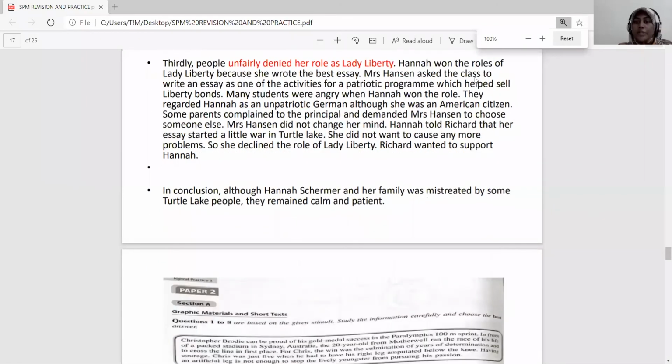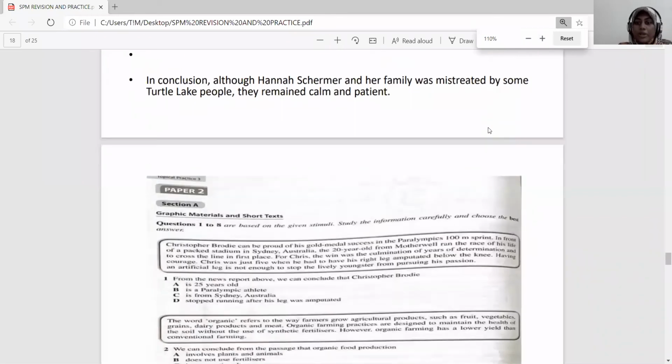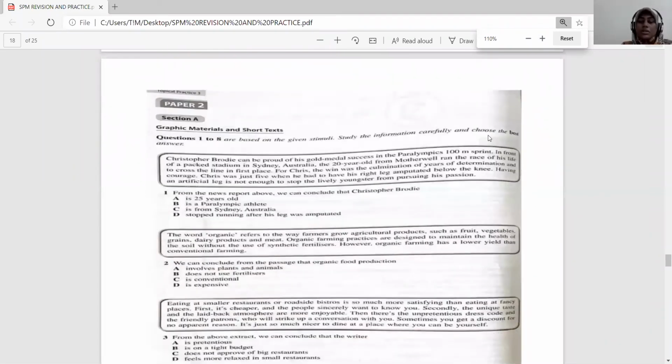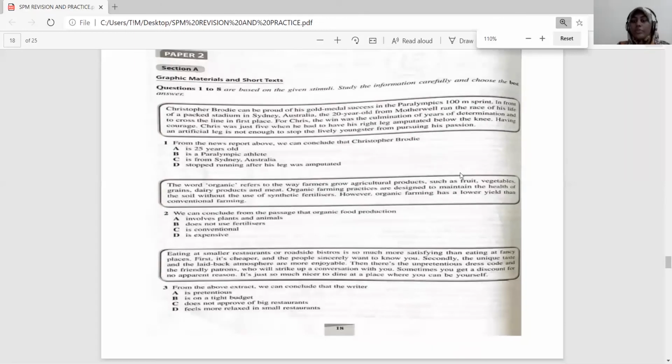Now let's look at your paper one. I have another question on paper one. Usually we'll be doing literature and essay. So this week we do your question. Okay, you read, and then you give me the answer. Write down there number one and what is your answer?